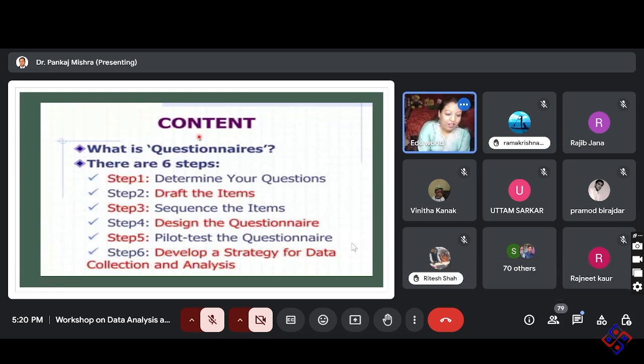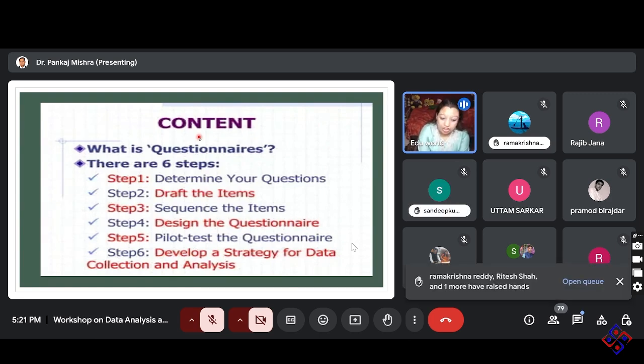I don't know. Sequencing the items means that when you are framing the items, the items have to be set in a logical manner.